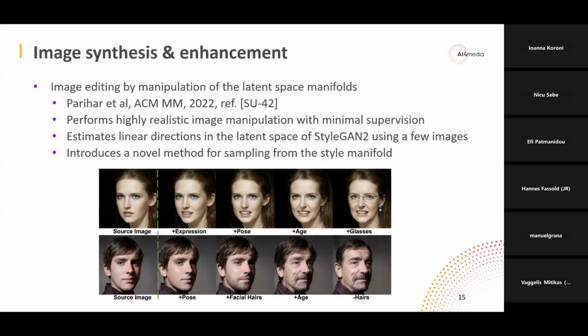And you can see the results here. So from the source image, you can modify the expression. Then you can modify also the pose of the face. You can make it older, and you can add glasses, or for example on the bottom with the guy you can add facial hair or remove it and so on. So also a nice example really for a geometric deep learning method.